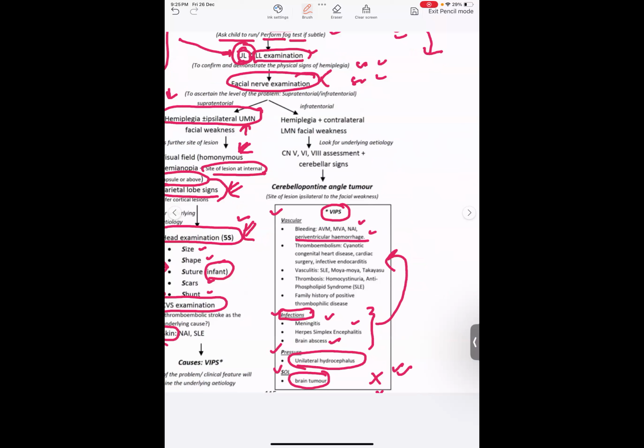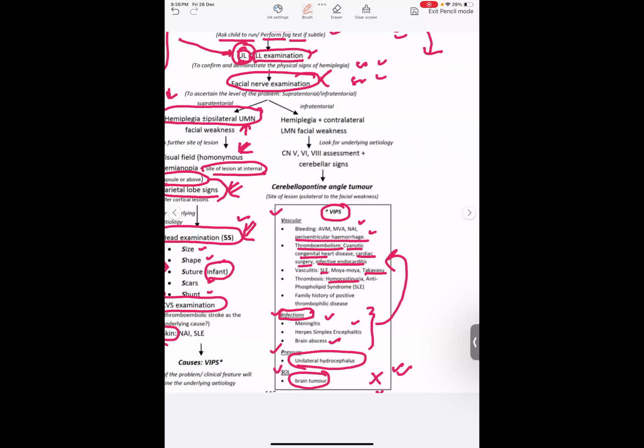What other countries, developed countries, the causes are AV malformations, non-accidental injuries, periventricular hemorrhages depending upon the age, thromboembolic phenomena, cyanotic congenital heart disease but John is not, cardiac surgery but John is not, infective endocarditis but John is not, SLE, John is not, Takayasu, yeah maybe.